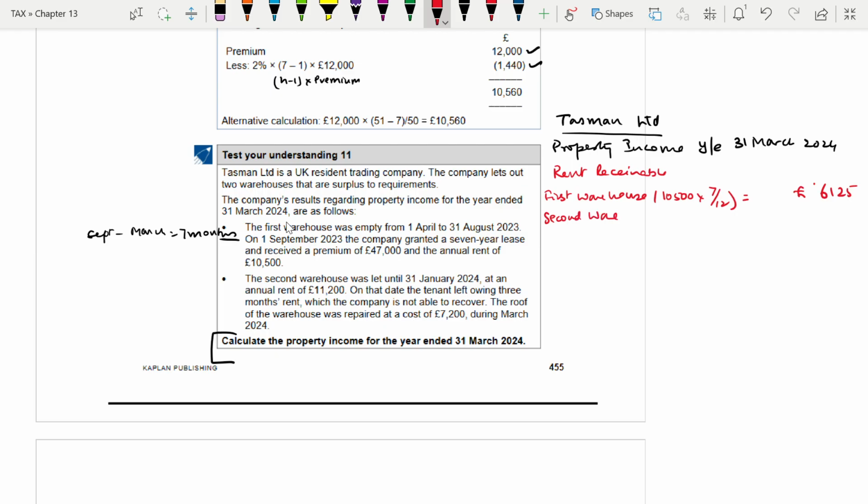Second warehouse. The warehouse was empty, on a 7-year lease. They have given it on a 7-year lease. How much is the lease premium? 47,000. We will deduct the lease premium. The second warehouse was let until 31st January at an annual rent of 11,000. On that date the tenant left owing 3 months rent, which the company is not able to recover. The roof of the warehouse has been repaired, 7,200. Are you understanding?